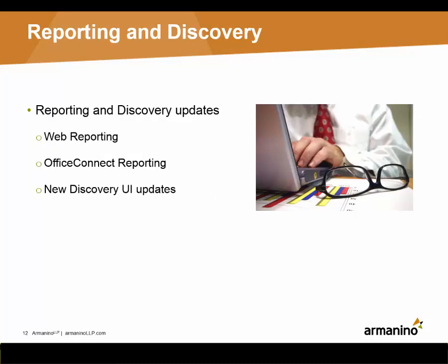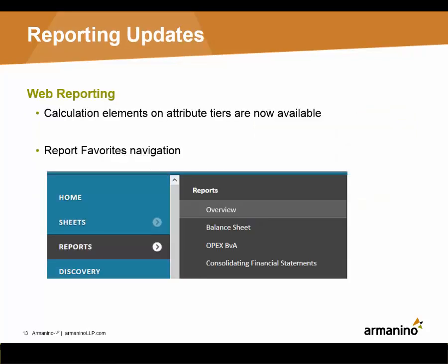Now let's talk about the changes made to reporting and discovery modules. Let's kick off with changes to web reporting. Calculation elements on attribute tiers are now available. This gives us the ability to apply any of the 3 calc elements to an attribute tier. We can now also create report favorites. This creates a shortcut for users to directly run a report from the main navigation menu.